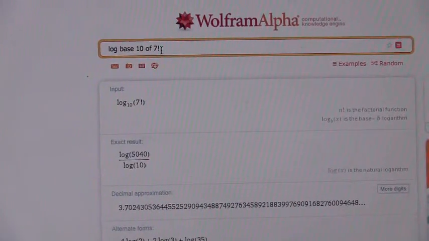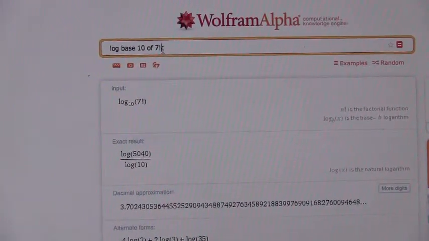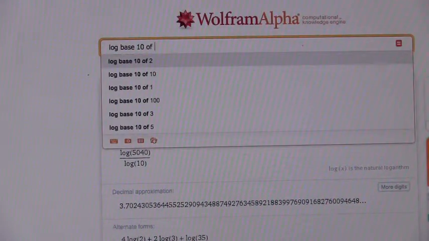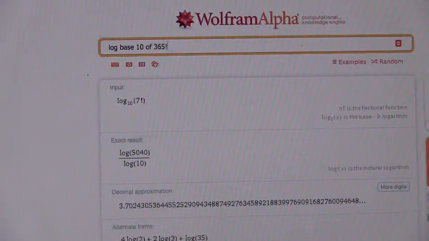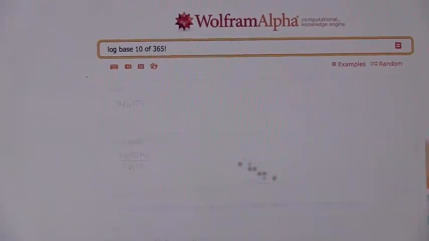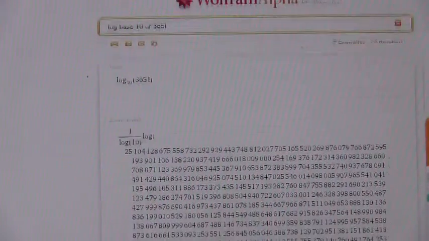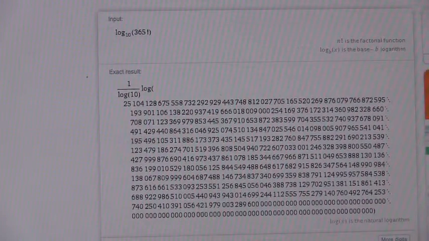Okay, so now give me a big number. Like, how about what we were looking at yesterday, like 365 factorial? We don't know how many digits this has. But the log base 10 of 365 factorial is 778.399.